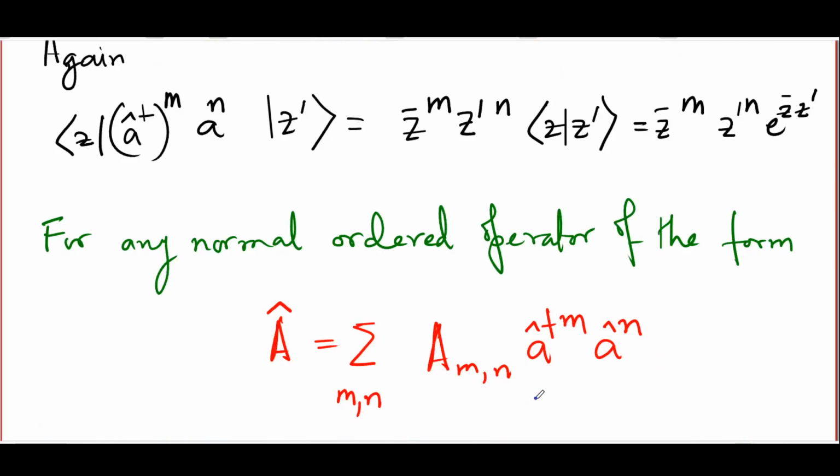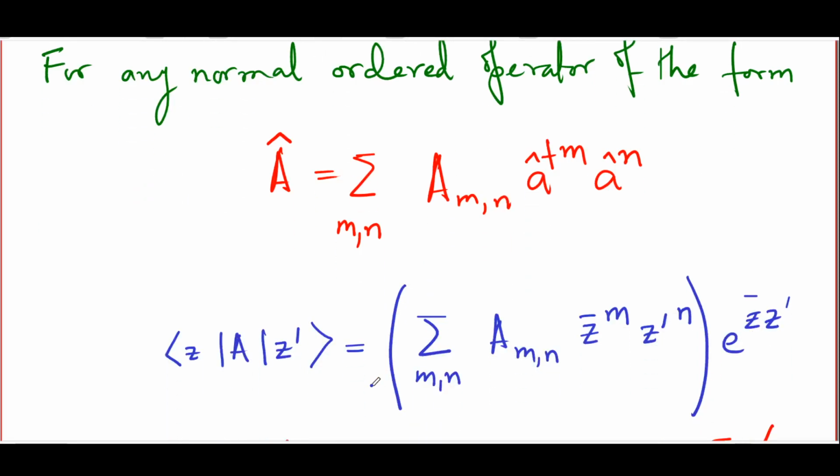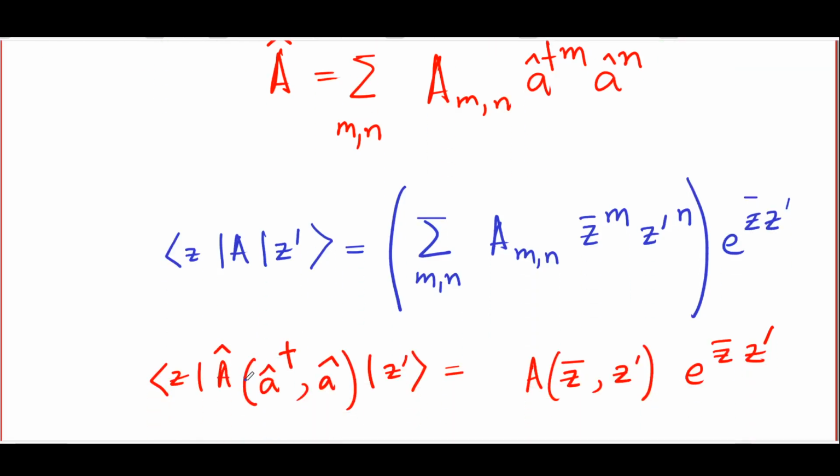For a general normal ordered operator, the form would be terms like a dagger to the m, a to the n, multiplied by coefficients a_mn, and summed up over all possible values of m and n. And for any such operator, the matrix element between z and z prime is simply going to be this function, a_mn z bar to the m, z prime to the n, times e to the z bar z prime, summed over all m and n. And basically, what we see is that apart from this e to the z bar z prime factor, the rule for figuring out the matrix element between any operator A, which is a function of a dagger and a, the raising and lowering operators, is simple.